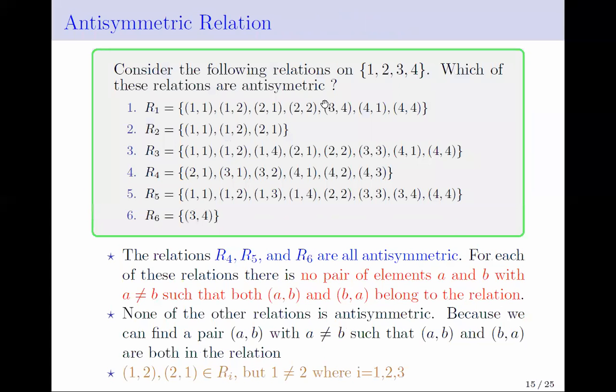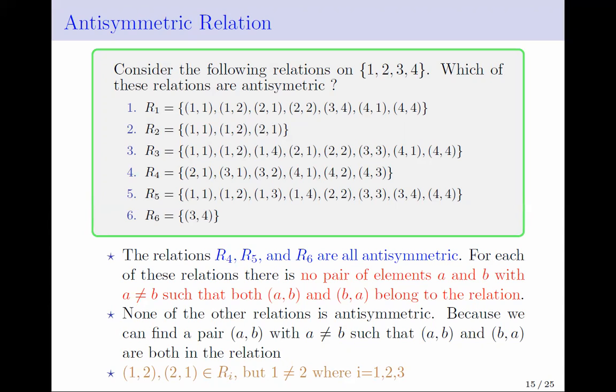Now these are some examples. Consider the following relations on {1, 2, 3, 4}. Which of the relations are antisymmetric? First of all, R1 is {(1, 1), (1, 2), (2, 1), (2, 2), (3, 4), (4, 1), (4, 4)}. Is it an antisymmetric relation? No, because here I have (1, 2) and (2, 1) in R1, but 1 is not equal to 2. Clear? What about R2? In R2 also we have the same problem. (1, 2) and (2, 1) are present, but they are not equal. We cannot say 1 equal to 2. Therefore, both R1 and R2 are not antisymmetric. Then, what about R3? Here also the same problem.